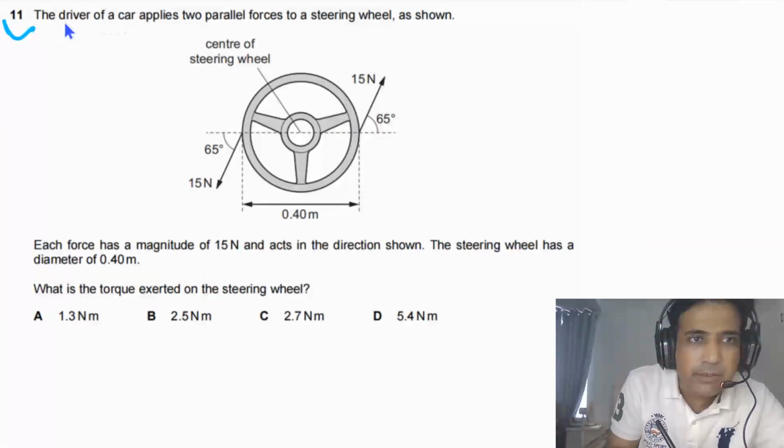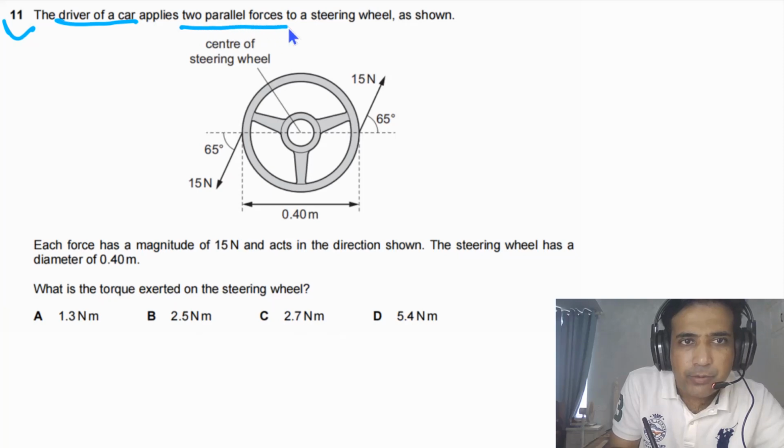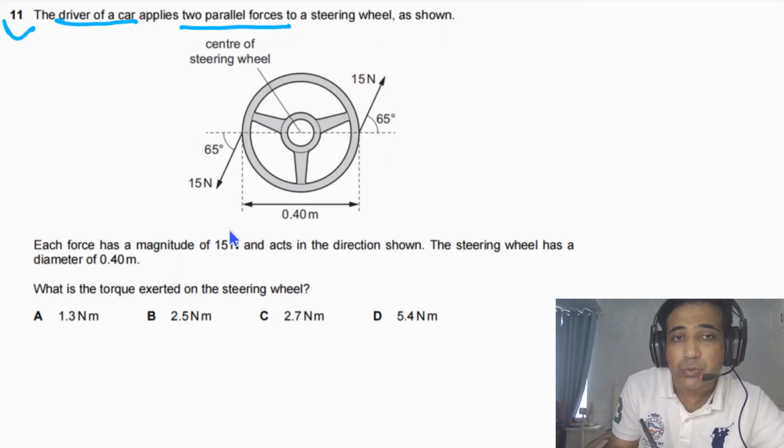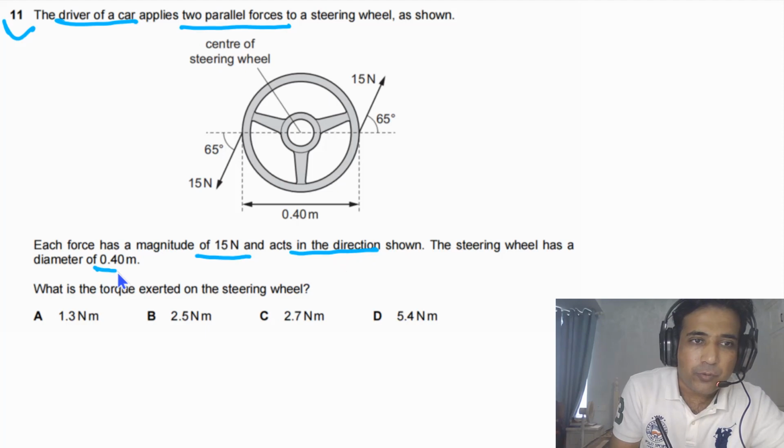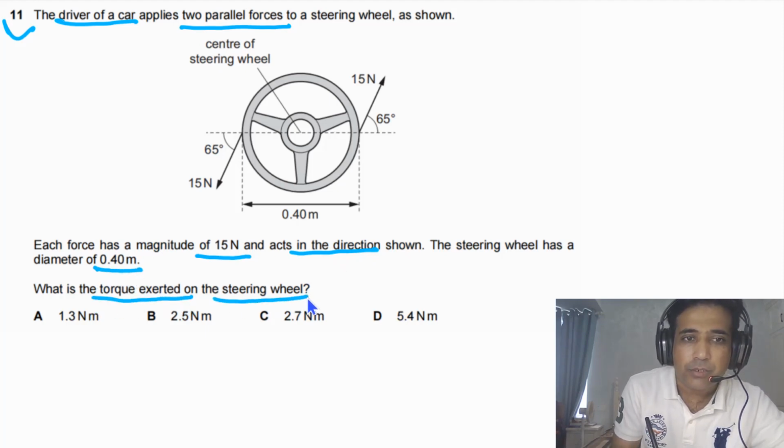Question 11 says the driver of a car applies two parallel forces to a steering wheel as shown in the figure. Each force has a magnitude of 15 newtons and acts in the direction shown in the figure. The steering wheel has a diameter of 0.40 meters. What is the torque exerted on the steering wheel?